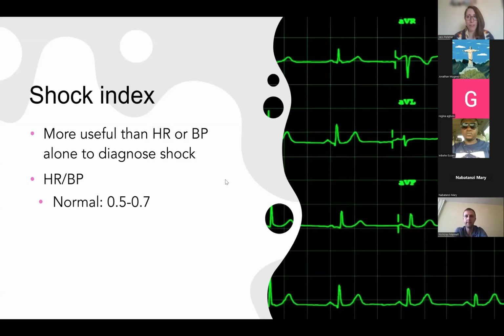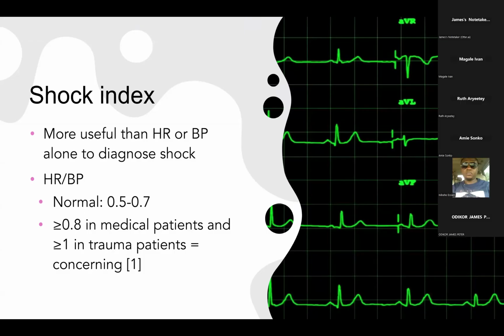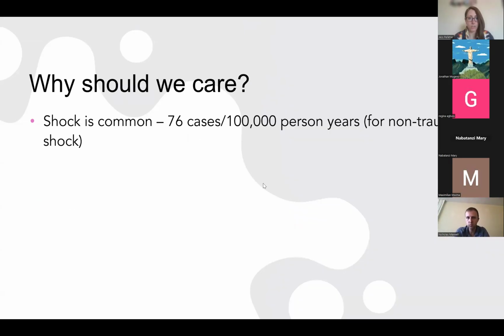So normal is 0.5 to 0.7. And more than 0.8 in medical patients and more than 1 in trauma patients is worrisome or concerning for shock. We're not going to cover traumatic causes of shock like bleeding today in detail. That would be a whole separate lecture. We're going to talk about medical causes of shock today. But just keep in mind that the higher your shock index is, the worse.